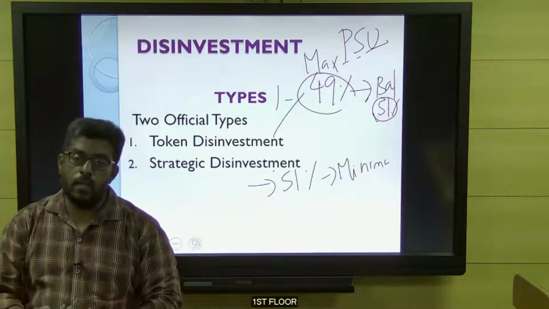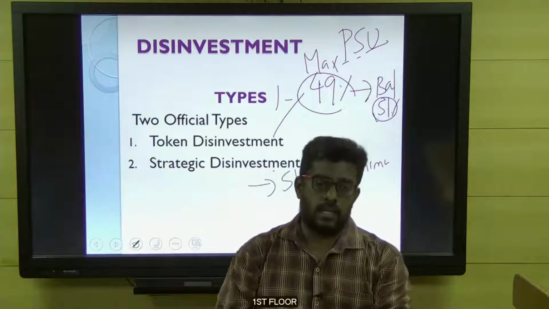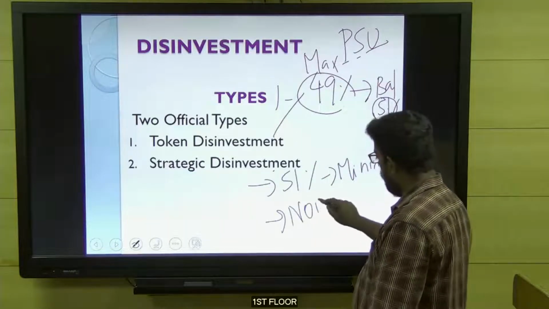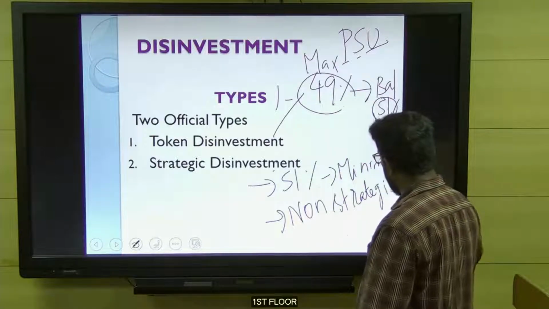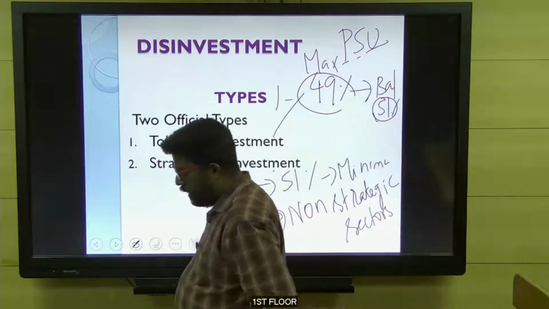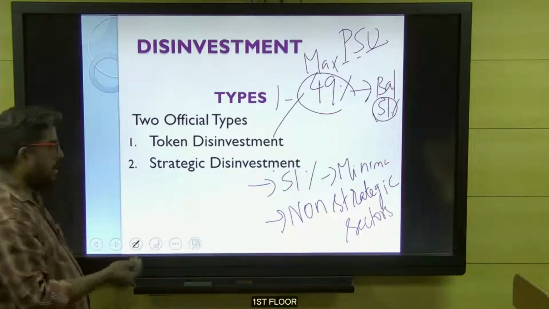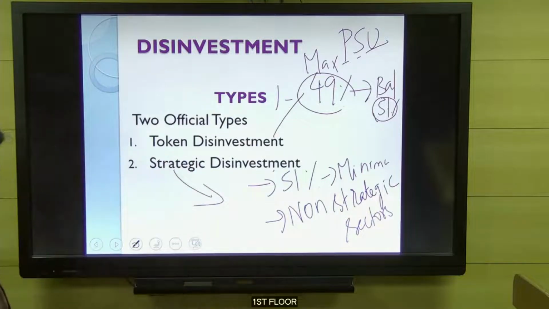Now the third point: where you will do this type. You will do this type of disinvestment in the non-strategic sectors, the areas which are of less importance. In those areas, you will do this type of disinvestment.